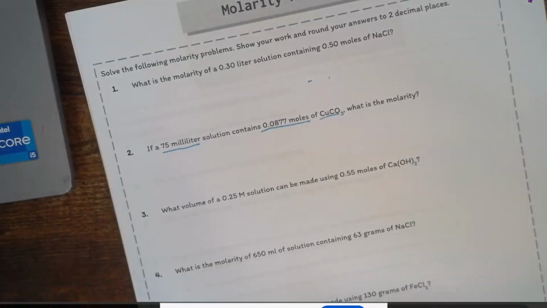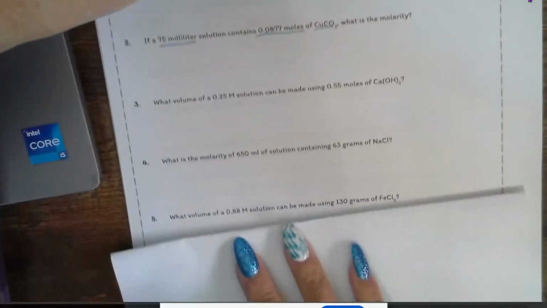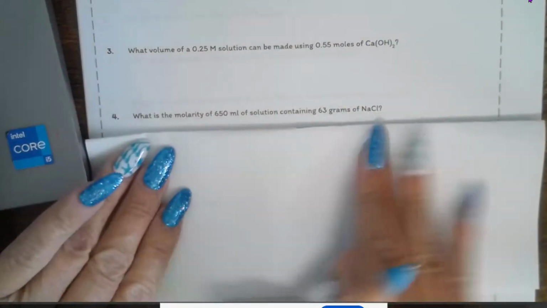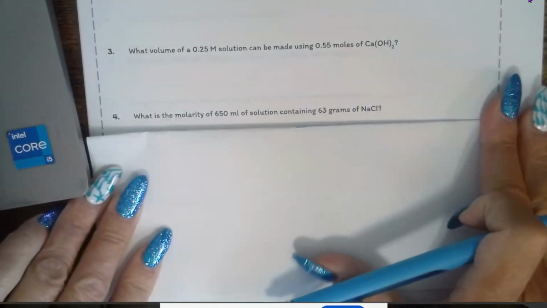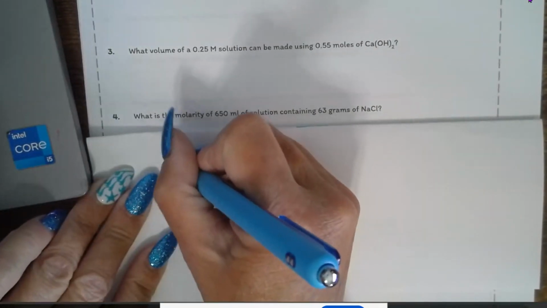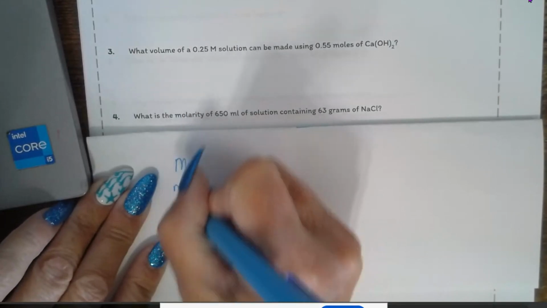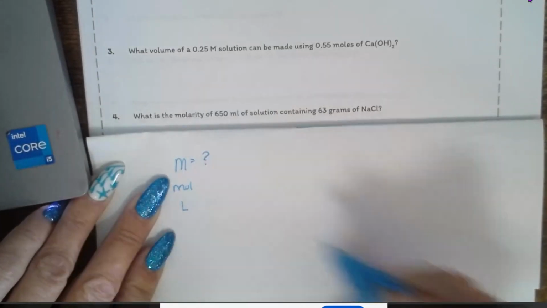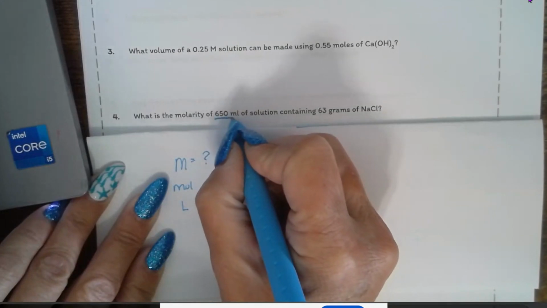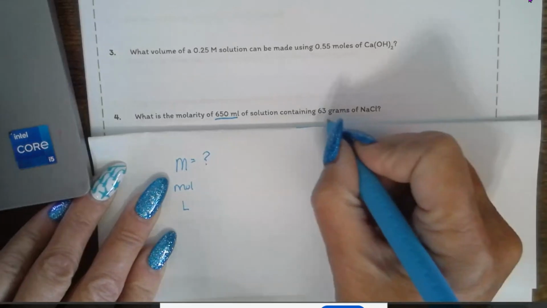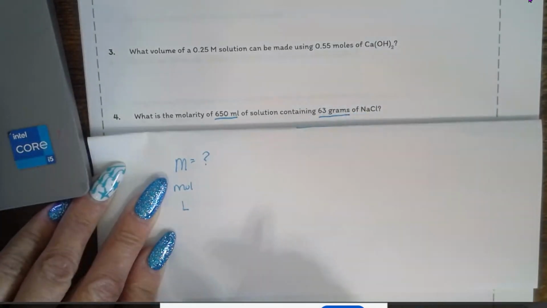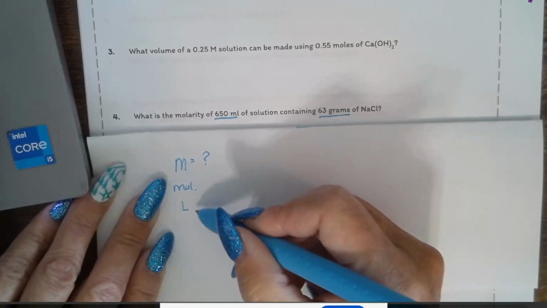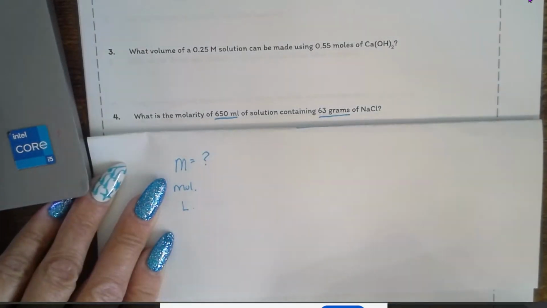All right, so let's look at number 4. Number 4 says, what is the molarity? So I'm going to make my list. I need big M, molarity, and then I need moles, and I need liters. It's asking me what is the molarity of 650 milliliters of solution containing 63 grams of sodium chloride. Now, if you look at this, I don't have moles and I don't have liters. So this is one of those that's going to take a little bit of extra work.